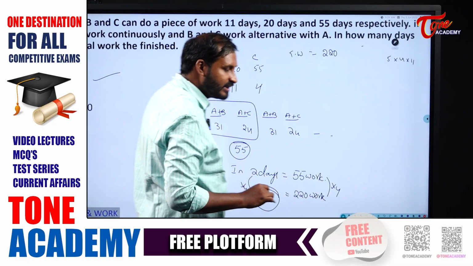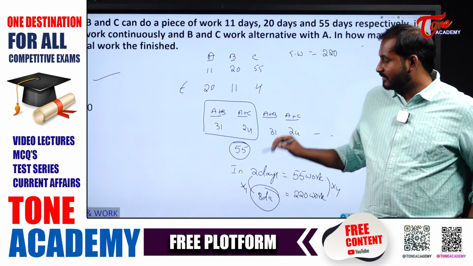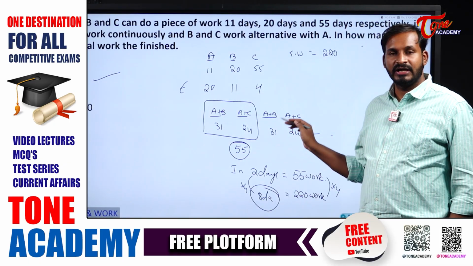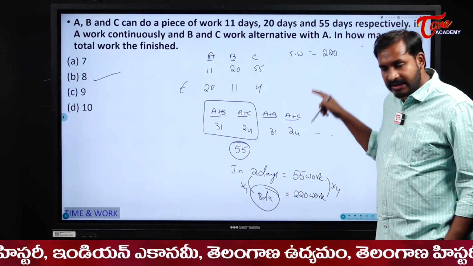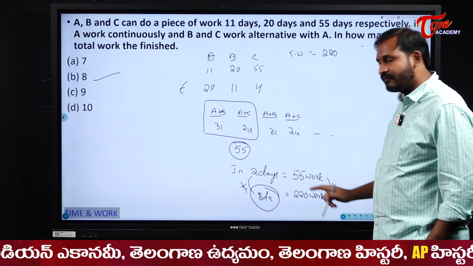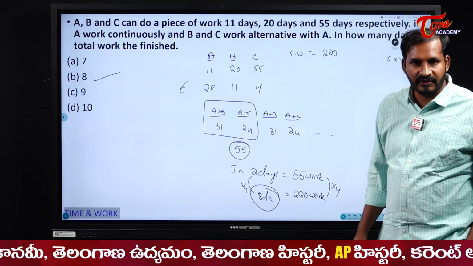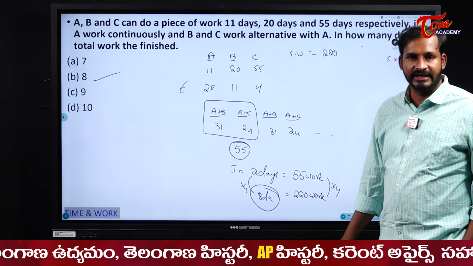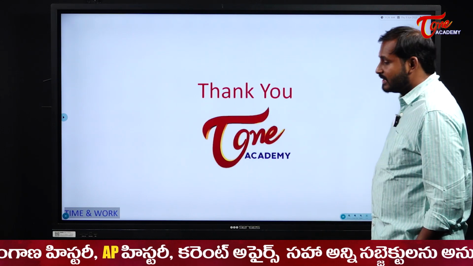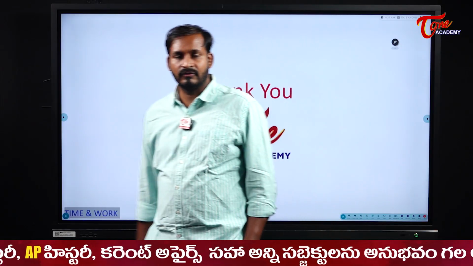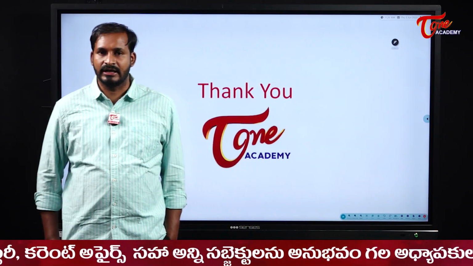See here, students, in previous cases the effective one was not an exact multiple. But in this case, 220 is an exact multiple of 55, so it is very easy for us to get the answer. 8 days will be our answer in this case. Next, this is how the questions work if they work on alternate days, students.